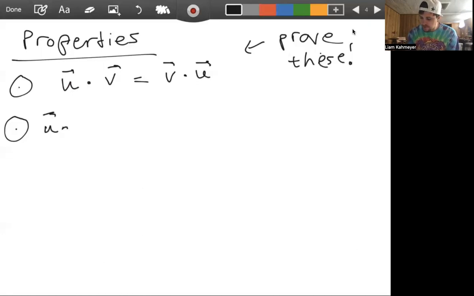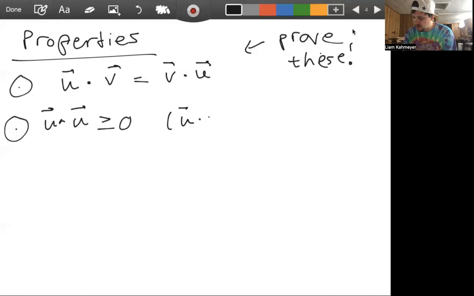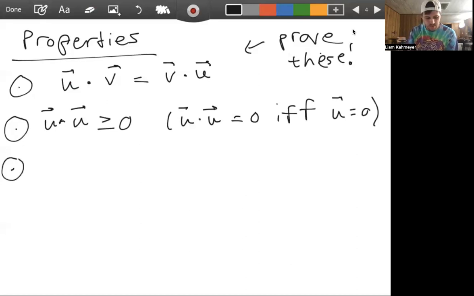The second one here is saying that the dot product of a vector with itself is non-negative. So we have u dot u is greater than or equal to 0, and we have u dot u equals 0 if and only if. Remember, when I write two F's here, I'm not crazy. It's if and only if, meaning both statements imply each other, right? So it's an equivalent statement. This is if and only if u equals 0.